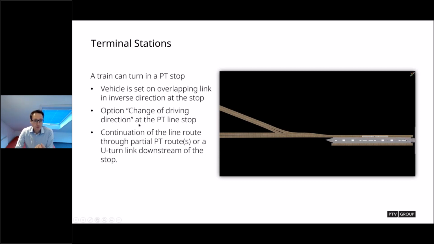And you can even continue the line route. Even if there's no connection, you can use a partial PT route, or you create a dummy U-turn link downstream. So then you have a complete public transport route with this stop, and then continue in the opposite direction.